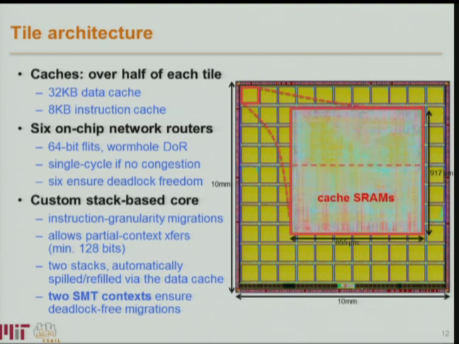Each tile is actually pretty simple, and over half of the tile is taken up by the cache. You can see over here these red things that are covered up by these wires; all of this is cache SRAM. The rest is taken up by the actual compute core and by some on-chip network routers. One thing that is interesting about this chip is that we have a very custom architecture that makes it a little bit easier for us to do these partial migrations, and it's stack-based, sort of a blast from the past.